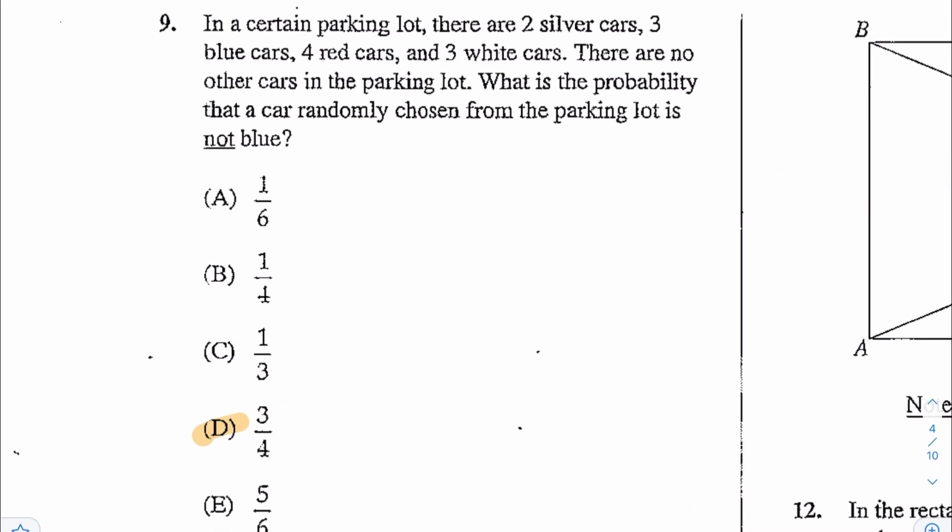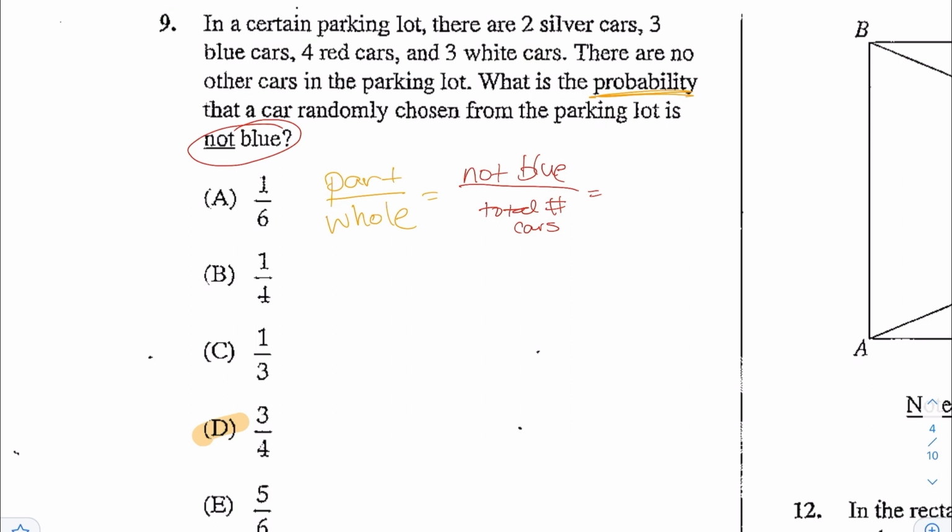In a certain parking lot, there are 2 silver cars, 3 blue cars, 4 red cars, and 3 white cars. There are no other cars in the parking lot. What is the probability that a car chosen at random from the parking lot is not blue? So here the keyword is probability, and a probability is just a chance. So what that boils down to is just part over whole. So the part that you want is the part that is not blue. So you want to know the number of not blue cars divided by the whole, which is the total number of cars.